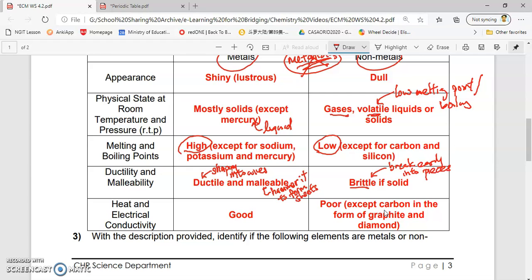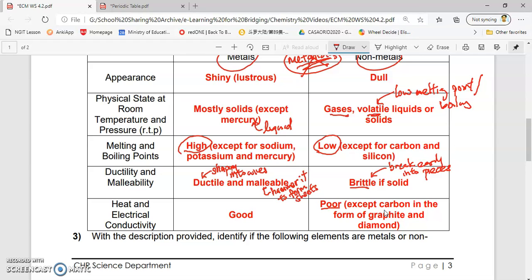Last one, in terms of heat and electrical conductivity, we know that metals are good conductors of heat, good conductors of electricity. Now, non-metals, they're typically poor conductors of heat and poor conductors of electricity, except for carbon in the form of graphite and diamond.